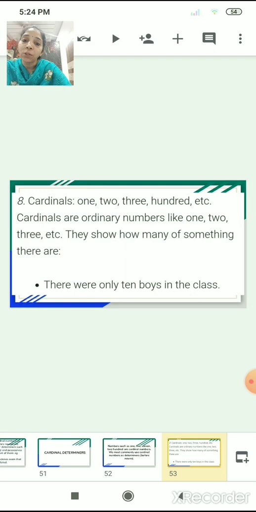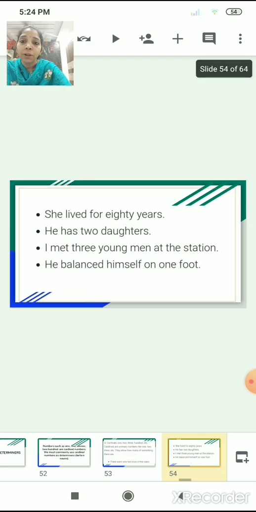So there were only 2 boys in the class. There were only 5 pens. There were only 5 pens kept on the table. She lived for 80 years. She has 2 daughters. I met 3 young men at the station. He balanced himself on 1 foot. So in each of these examples, we can see we have used cardinal numbers such as 80, 2, 3, 1. Okay, so these numbers are also one kind of determiners.